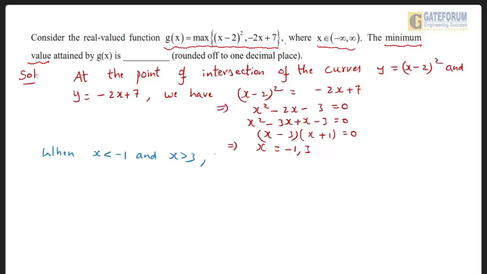So, in that way, take particular values of x to decide which one of the functions is maximum. The maximum of (x minus 2) whole square and minus 2x plus 7 is (x minus 2) whole square. Okay. Next.